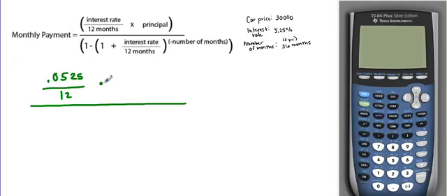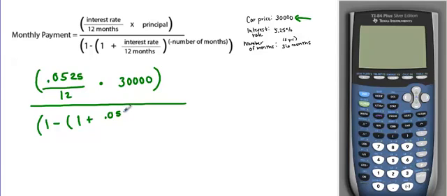We're going to multiply that by the principal amount. So that's the amount we're taking the loan out for, and that's the $30,000. All over, now here's where it gets complicated, 1 minus 1 plus, so this is the interest rate over 12 months again, so 0.0525 divided by 12. Close the parentheses, and this first set of parentheses, I'm going to put it in red so you can see, it's going to be raised to the power of negative number of months. So it's going to be raised to the negative 36.